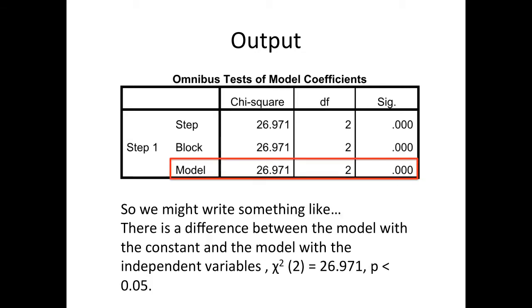Then, if we look at that line, you'll see the model chi-square number, 26.971, degrees of freedom, and significance. So you might write something like, there's a difference between the model with the constant and the model with the independent variables. Chi-square, that's that cursive-looking x squared, and then I put the degrees of freedom in there, and then what the chi-square value equals, 26.971. Of course, p less than 0.05, just letting readers know it's significant.